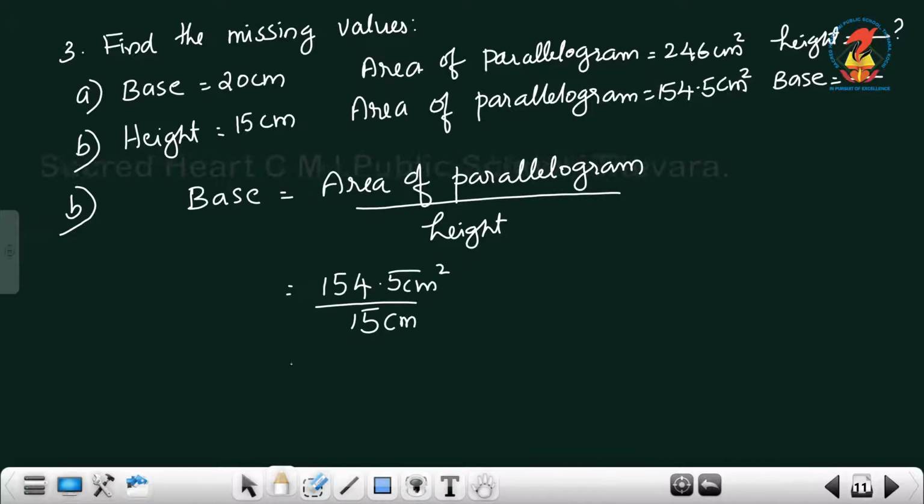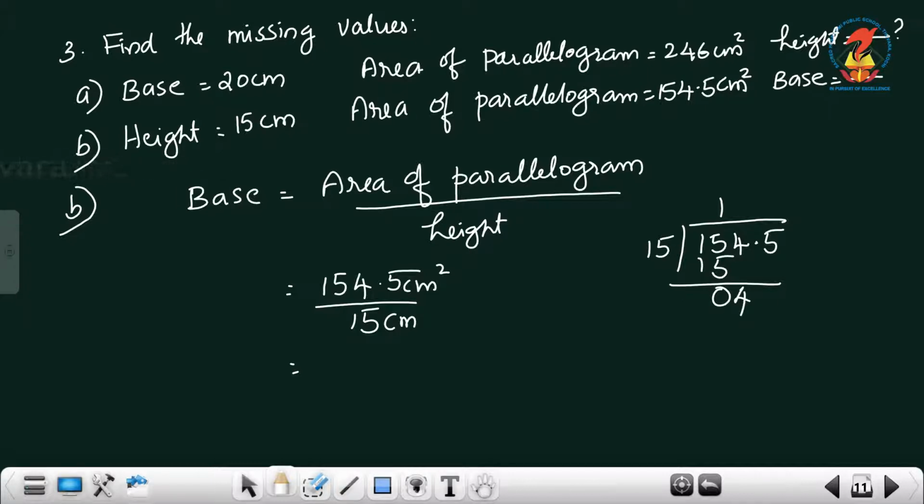154.5 divided by 15 centimeter. Here also centimeter. Okay, 154.5 divided by 15. 1 time 15, 0, bring down 4, 4 we can divide it, that time you put the 0. Here 1 decimal point is there, positive decimal point, bring down 5, 3 times 45, 0. Equal to 10.3 centimeter. Height equal to 10.3 centimeter.